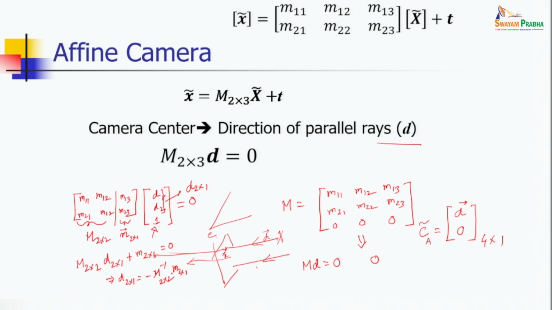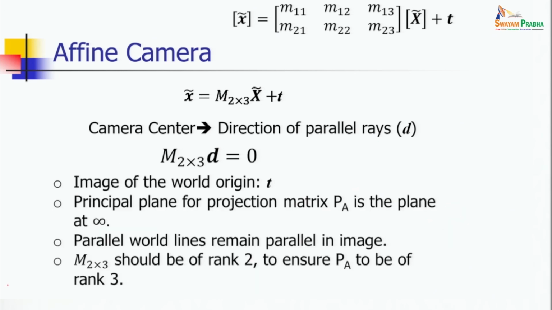Suppose this value is also 0, then this is not applicable. So the computation of the null vector could be in a different form. You have to use singular value decomposition, and from there also you can get this null vector. So these are certain things we should note.